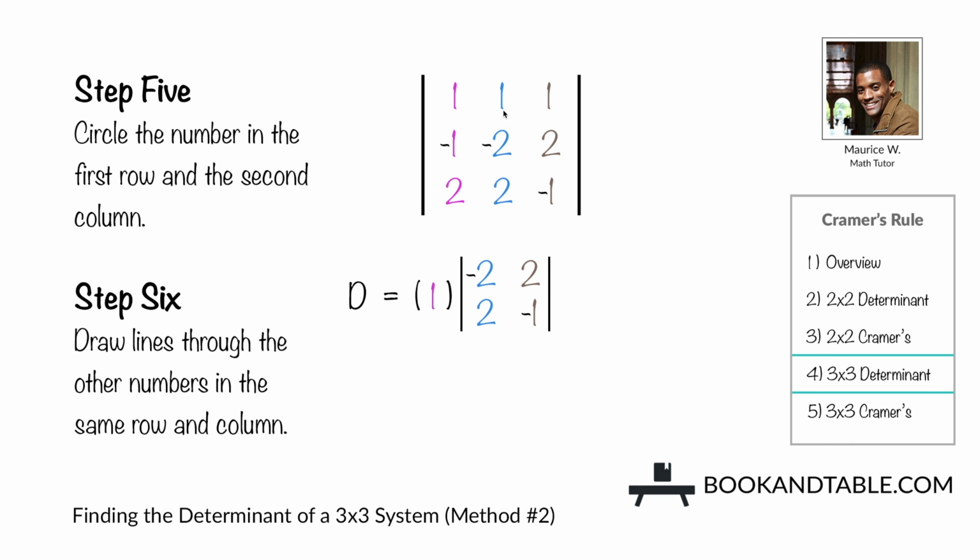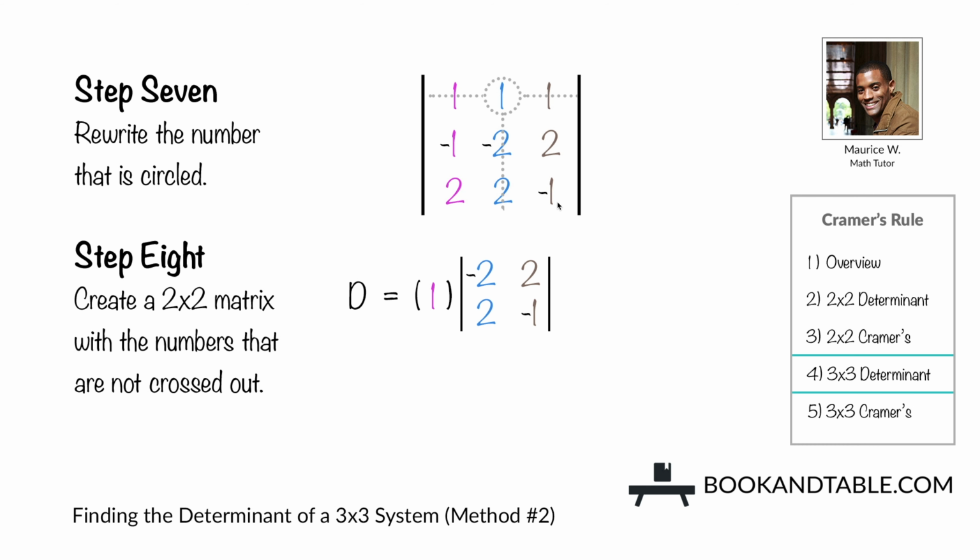So step 5, circle the number in the first row and second column. That would be +1 here. And then step 6, draw lines through the other numbers in the same row and column. So we cross out those numbers and then we draw a line straight down. So now we have -1, 2 in this column here and 2, -1 in this column here.